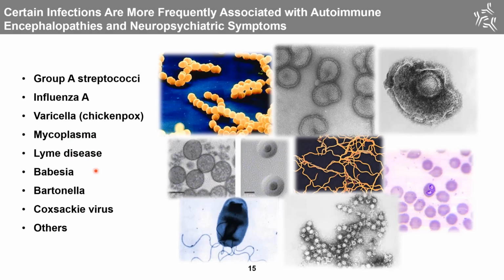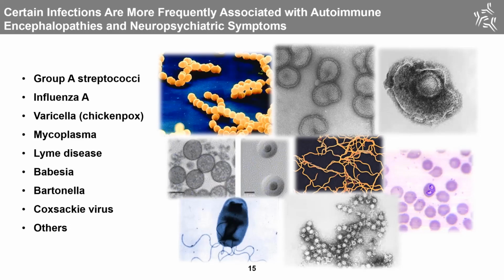Chickenpox, mycoplasma, Lyme, and we won't go into too much of that, but Lyme has some common epitopes with streptococcal M protein, Babesia, Bartonella, Coxsackie virus, and others. So these tend to be the ones that are frequently associated with patients with these infection-triggered autoimmune conditions.